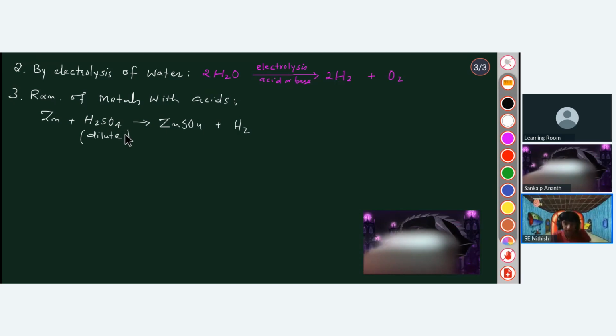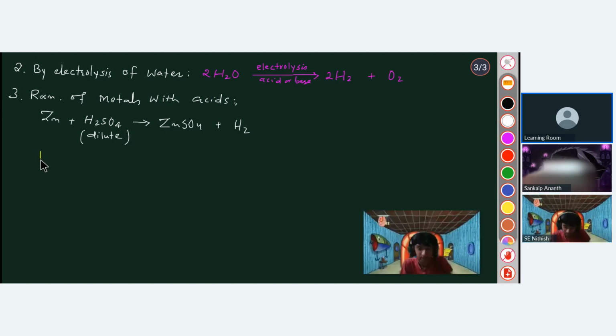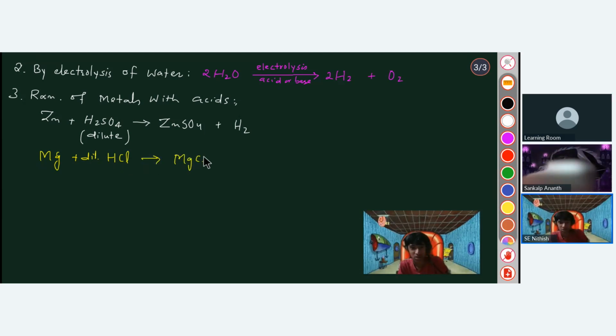Okay, now can you tell me the product when magnesium reacts with dilute hydrochloric acid, that is HCl? So MgCl2 plus H2. Exactly. Magnesium chloride and hydrogen gas. I hope you can balance it. Can you balance? 2HCl gives MgCl2 plus H2. That's right.